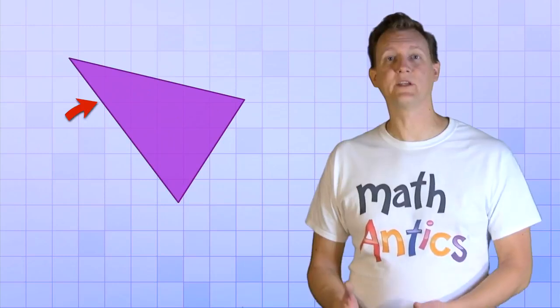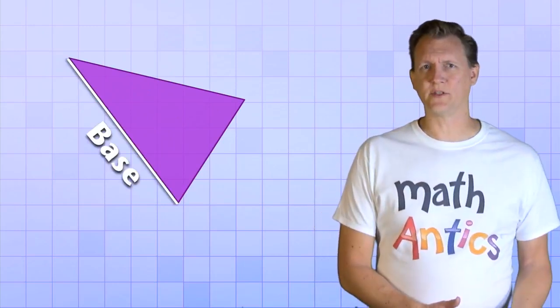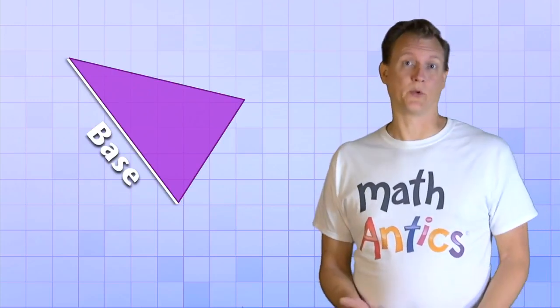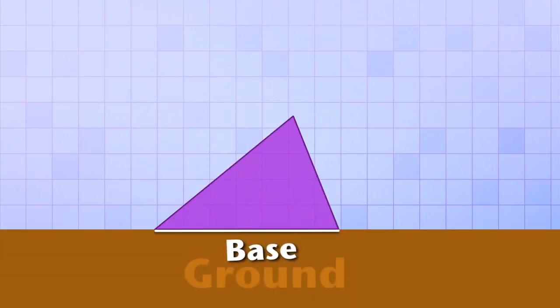First, we choose one of the three sides to be the base. It doesn't really matter which side you choose, and in a lot of math problems, the base will already be chosen for you. Once we decide which side the base is, we imagine setting the triangle down on the ground so that its base is flat on the ground, like this.